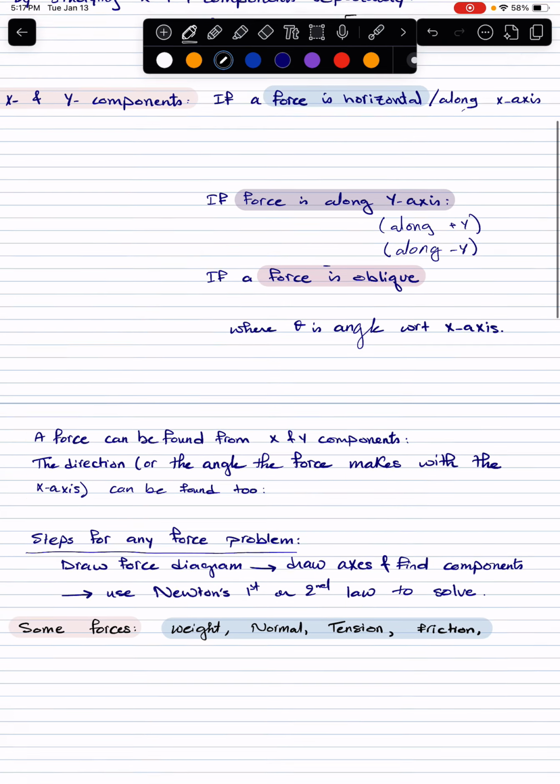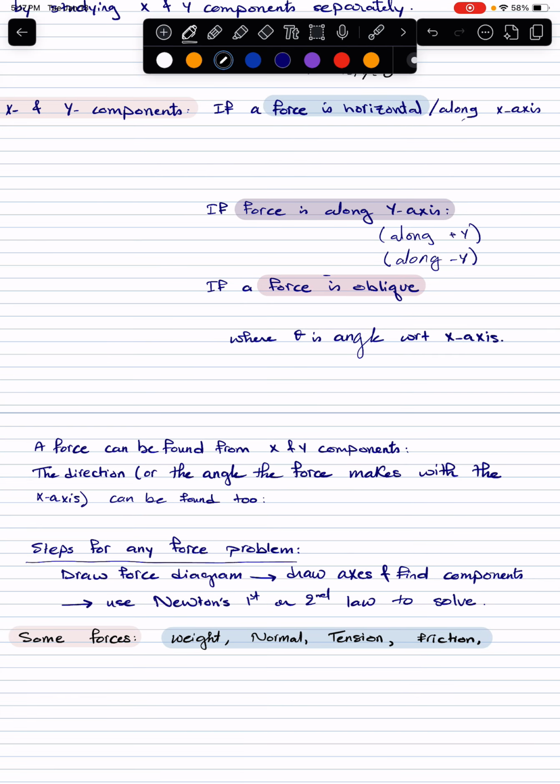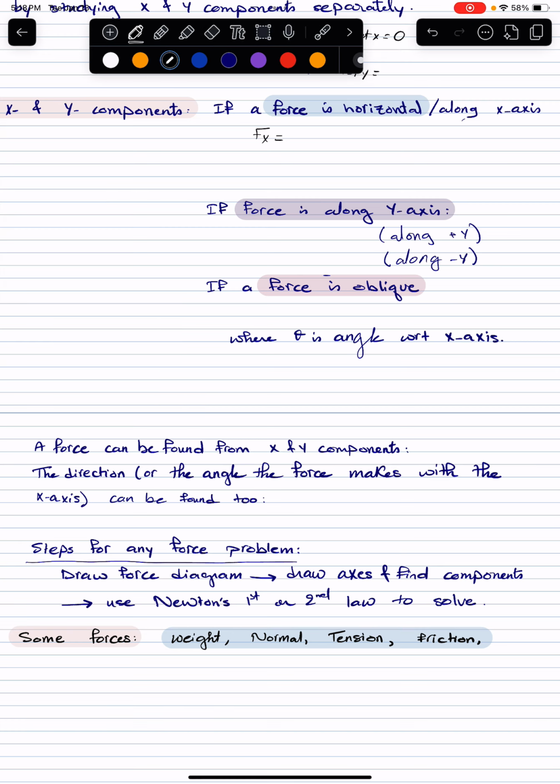How do we find the x and y components? This is the second section of this summary. We have two special cases. If the force is horizontal or along the x-axis, then its x component Fx is gonna be the force itself with a plus or minus depending on whether the force is along the positive x-axis that we choose or the negative x-axis, and its y component is gonna be 0.